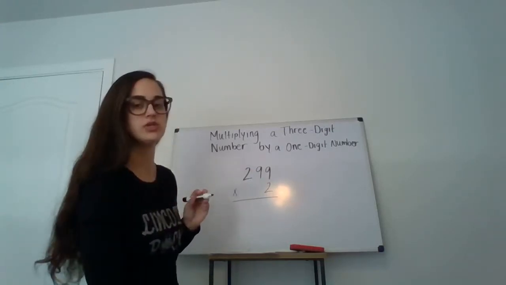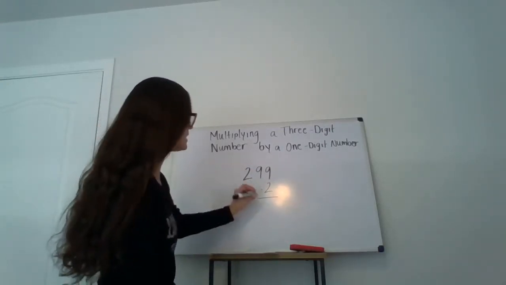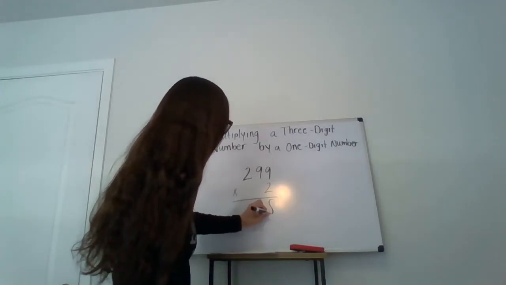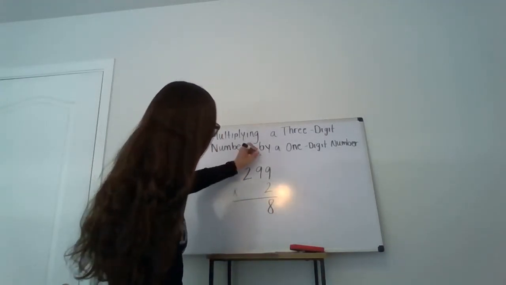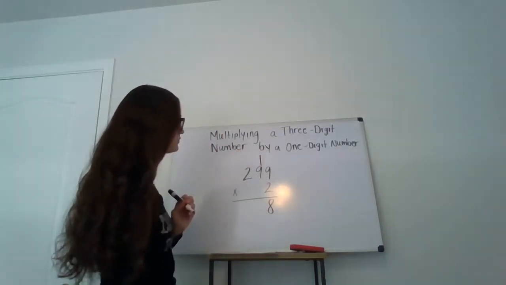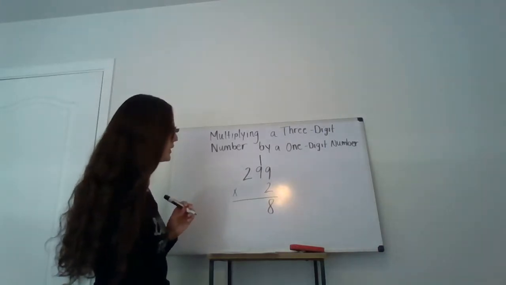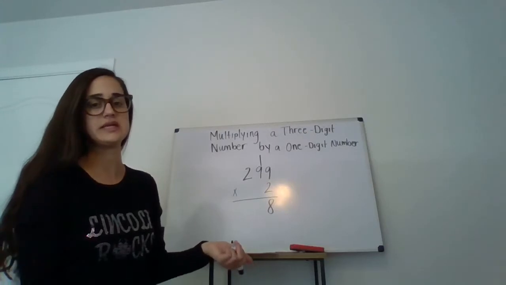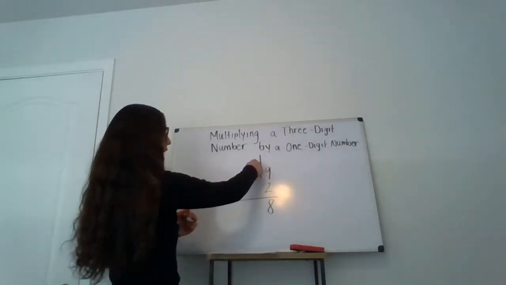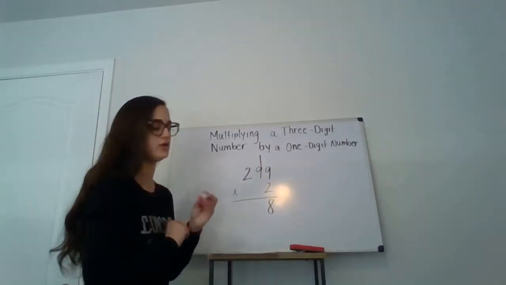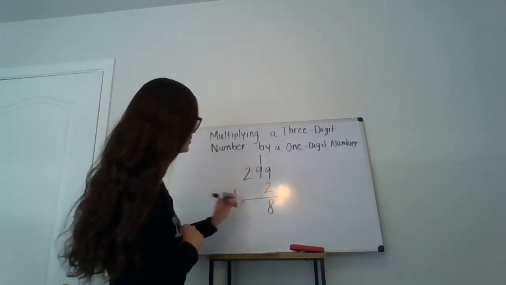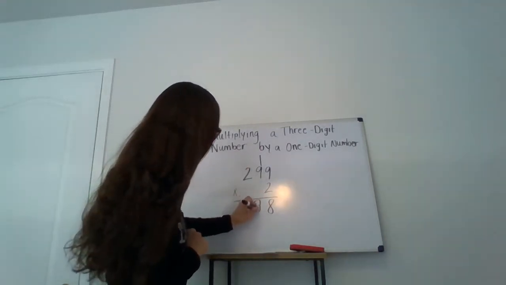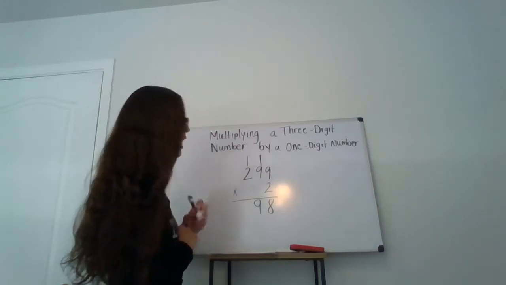What is 9 times 2? 9 times 2 is 18. You're correct. So we're going to drop the 8 and we're going to carry the 1 up here. Okay, now we're moving on to our tens place. 9 times 2 is what? Oh, well, that's the same thing, 18. However, do not forget to add the 1 to the 18 that you carried over. So 18 plus 1 is 19. Drop the 9, carry the 1.